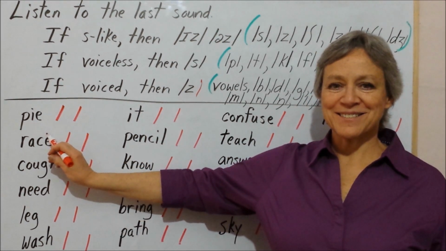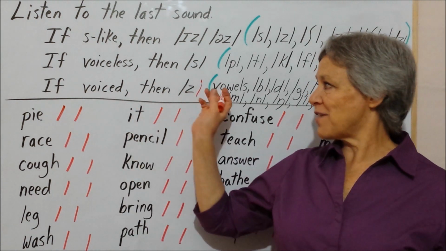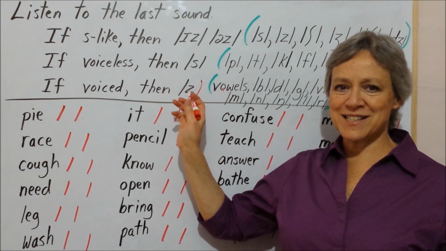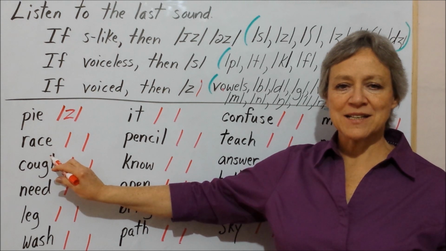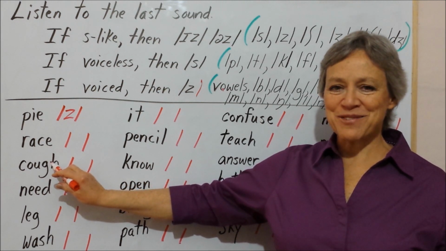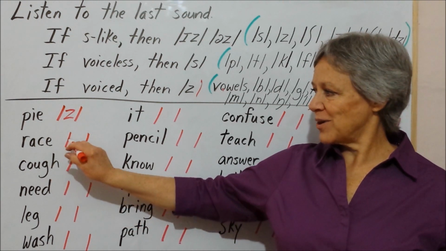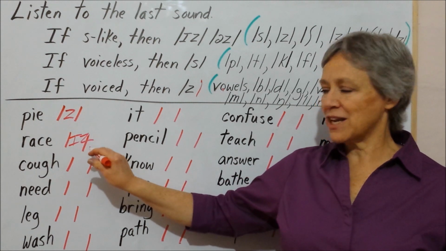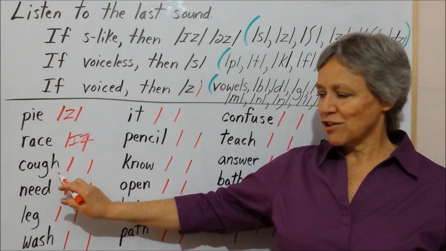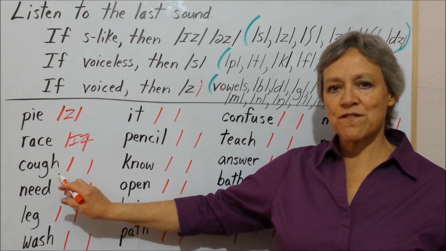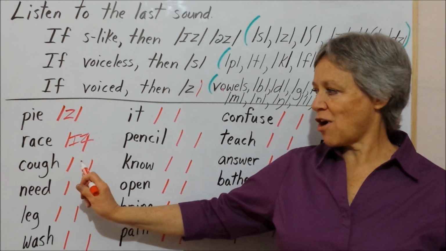Pie. What's the last sound? Okay, it's I, which is a vowel sound. So the S sounds like Z. Pies. Okay, race. What kind of ending is on that? It's S, which is S-like, right? So the S is going to sound like iz. Races. Cough. The last sound is f. So coughs.